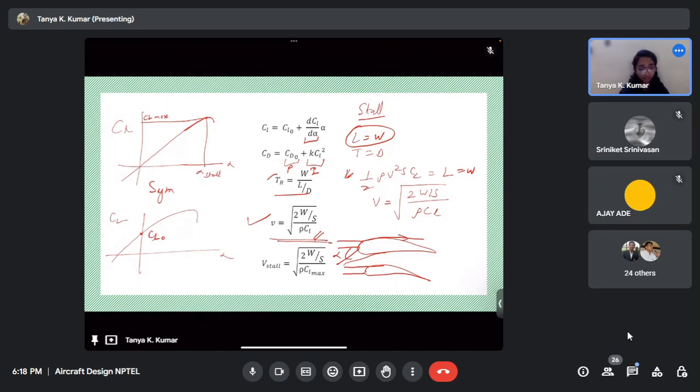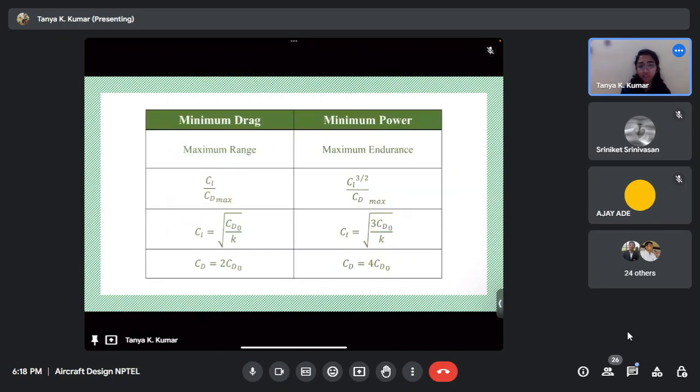So this is just a comparison between the two cases that are mentioned in the lectures. The first one is minimum drag or minimum thrust required, TR min. They're both corresponding to the same thing. And the other one is the minimum power. Minimum drag or minimum thrust required also corresponds to maximum range, and minimum power corresponds to maximum endurance. The two conditions are just given here for comparison.